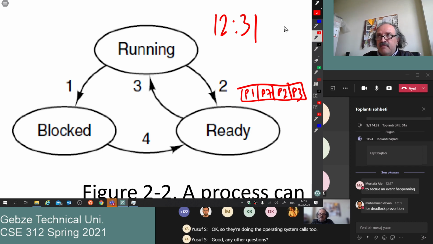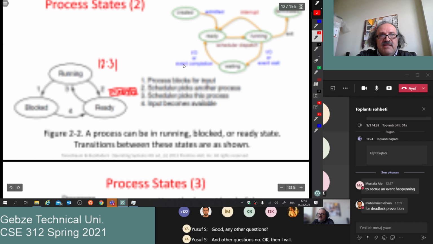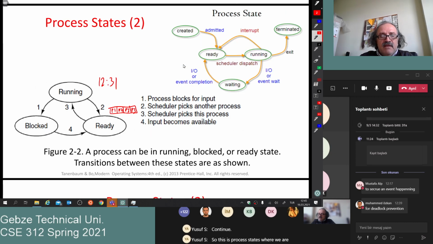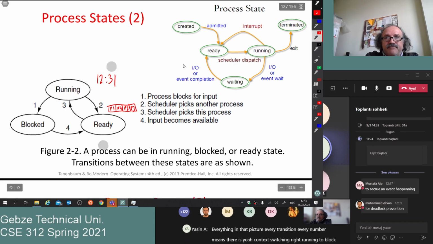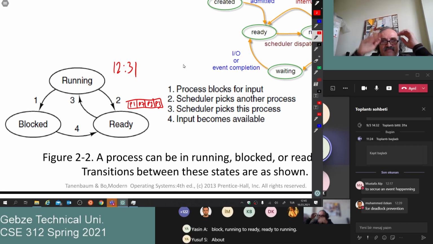Any other questions? No? Okay, then I will continue. So these are the process states. If you understand them, you kind of know what a basic process is and the relationship between the operating system and the processes. Yes? In that picture, every transition, every number, means there is a context switch, right? Running to blocked, running to ready, ready to running. Well, not every one of them means that there is a context switch.